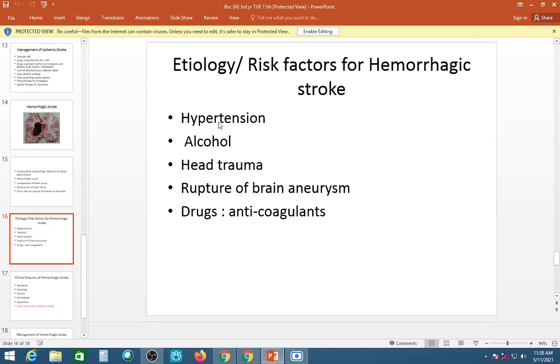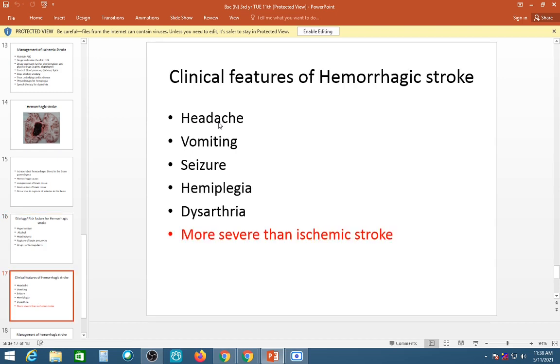Hypertension is a common cause in both ischemic as well as hemorrhagic strokes. So clinical features of hemorrhagic stroke: we have to remember that hemorrhagic stroke is more dangerous or more severe than ischemic stroke, and it can lead to death suddenly.